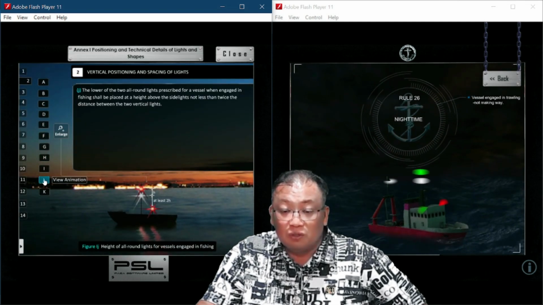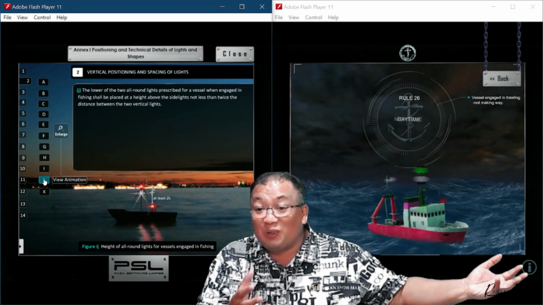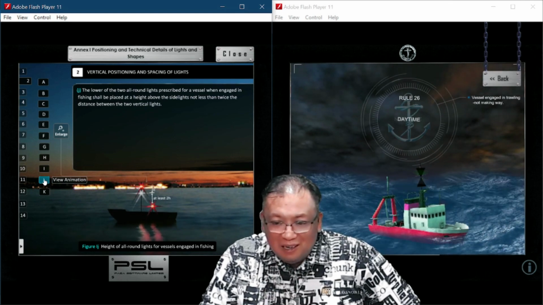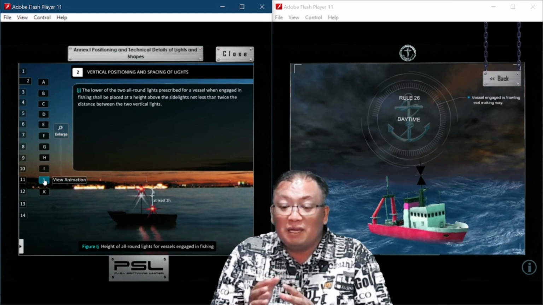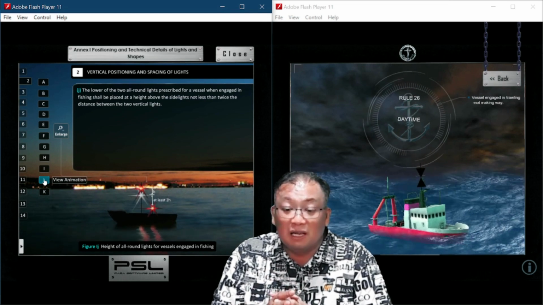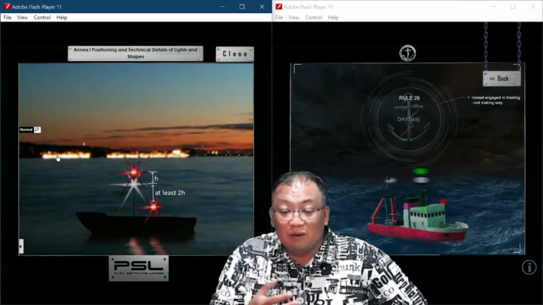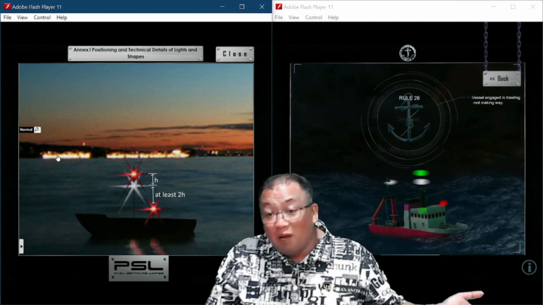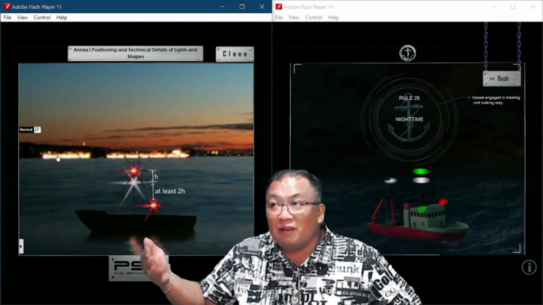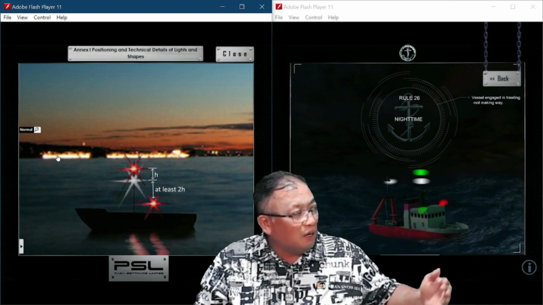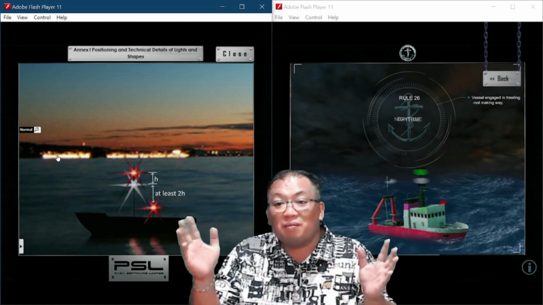Let's read first the rules. On my left side is a fishing vessel, a trawler. When engaged in fishing, the light shall be placed above the side lights by not less than twice the distance between the two vertical lights. Let's enlarge so that we can see. On my animation, on the right side, this is red over white, which is a fishing vessel other than trawler. On my left side is a trawler because it's green over white. It doesn't matter the color.